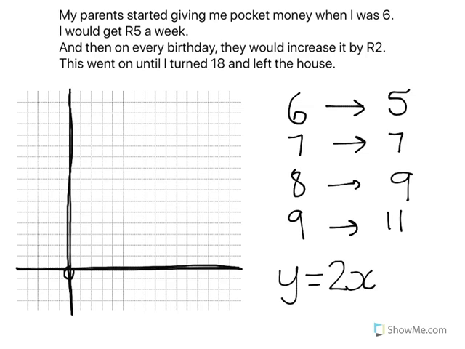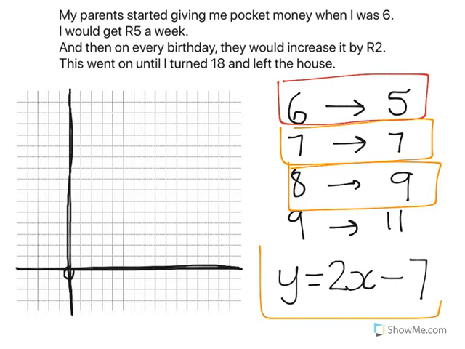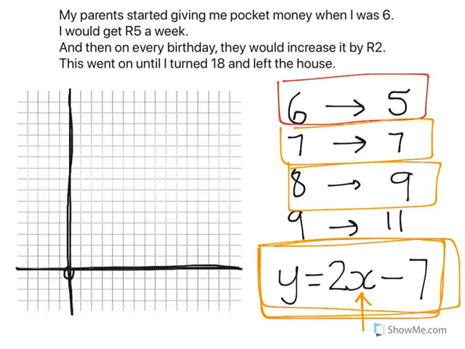And if I look at this input-output pair, for instance, 2 times 6 is 12. To get back to 5, I'd need to minus 7. So y equals 2x minus 7. Let's test it with this input-output pair. 2 times 7 is 14, minus 7 is 7. That works. 2 times 8 is 16, minus 7 is 9. So that right there is a function that is telling me, for however old I am, my age is my input, then this is the pocket money that I am getting.